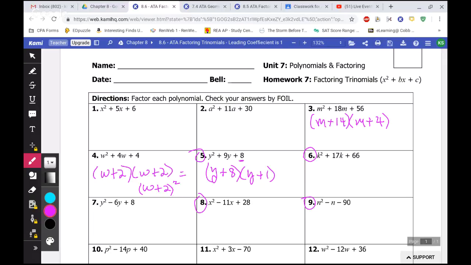Okay, for number 6, I'm looking for two factors that multiply together to give me 66, that when I add them give me 17. So what are the factors of 66? They are 66 and 1, 33 and 2, 11 and 6, 22 and 3. But I can see that 11 and 6 add up to be 17.